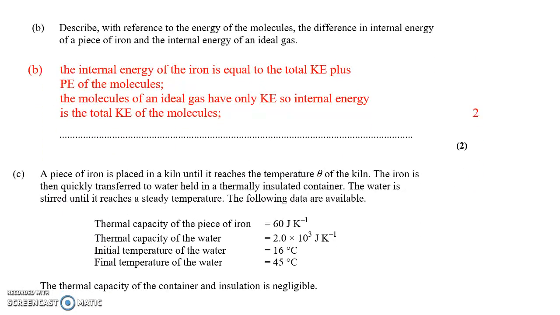The next part is to describe, with reference to the energy of the molecules, the difference in internal energy of a piece of iron and the internal energy of an ideal gas. And the key point here is that it's an ideal gas. So again, the first part most people got right. The internal energy of the iron is equal to the total kinetic energy plus the potential energy of the molecules, just following on from part A. But the ideal gas, some people slipped up on because ideal gases only have kinetic energy. They don't have any potential energy, so the internal energy is just the total kinetic energy of the molecules. But again, it's just 2 definitions. You should write those 2 definitions. You should pick up both marks.